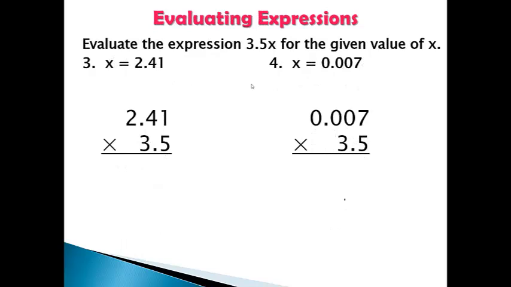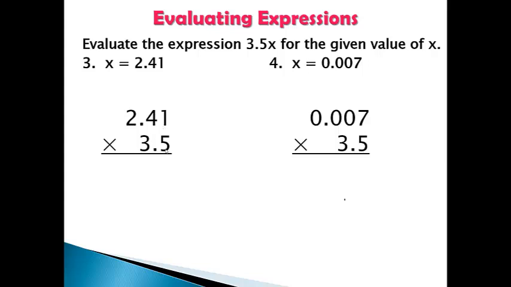Now we're going to evaluate expressions. We're going to evaluate the expression 3 and 5/10 x for the given value of x. 3 and 5/10 x means that we do 3 and 5/10 times the value for x. For number 3, x is equal to 2 and 41/100. So we're going to take 3 and 5/10 and multiply that by 2 and 41/100. So for our problem, we have 2 and 41/100 times 3 and 5/10.